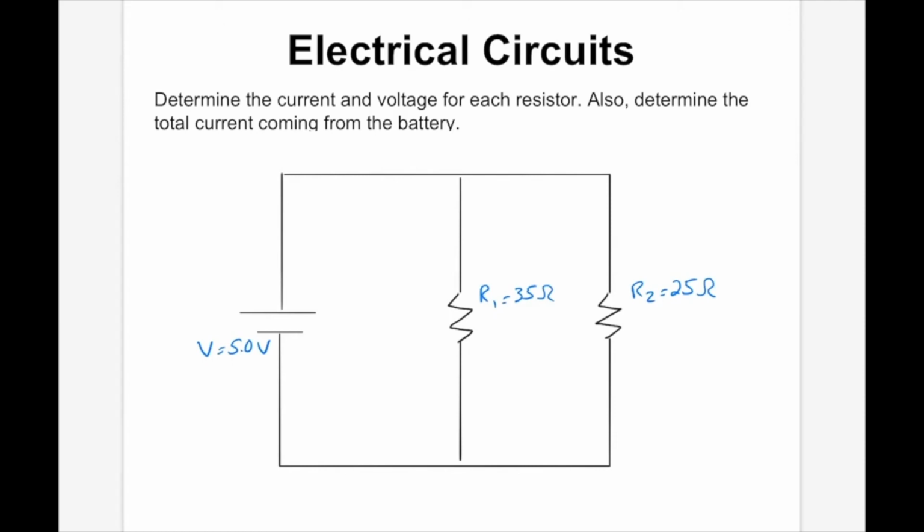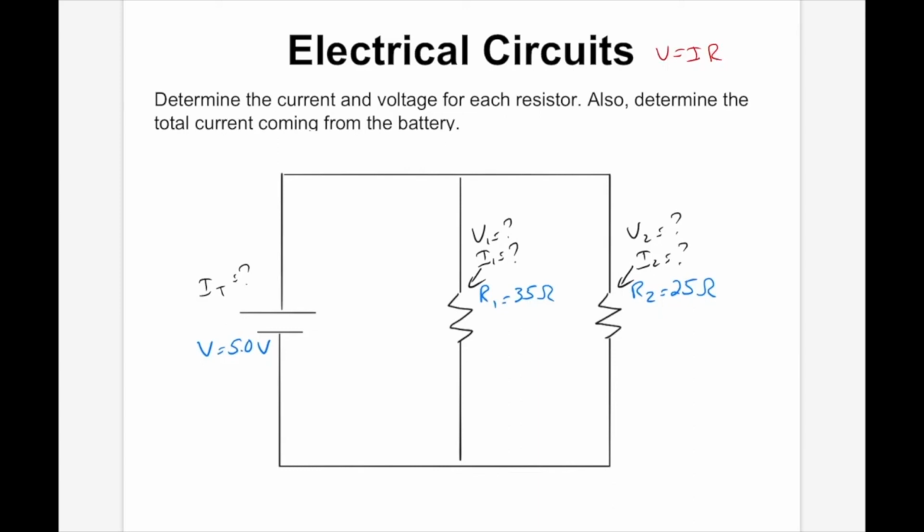Now, what are the resistors? Well, we have one resistor here, and we have one resistor there. So we need to figure out the current and voltage for each one of those. So we're going to need V1, and we're going to need I1. Then we're going to need V2, and we're going to need I2. And then we also need to determine the total current coming from the battery. So we need I total. Now the formula we're going to use is V equals I times R.